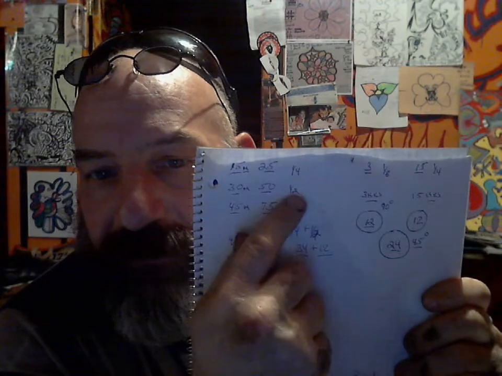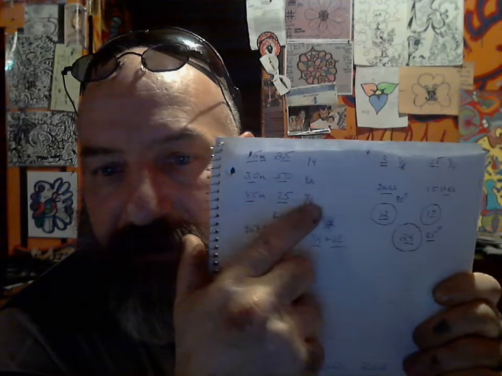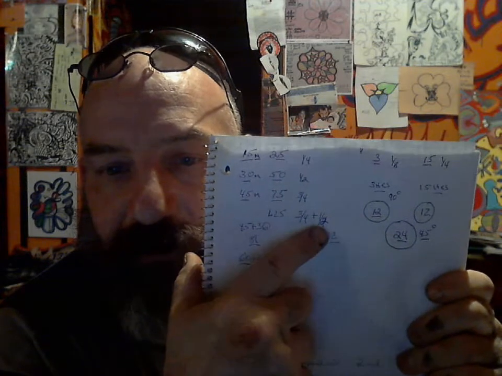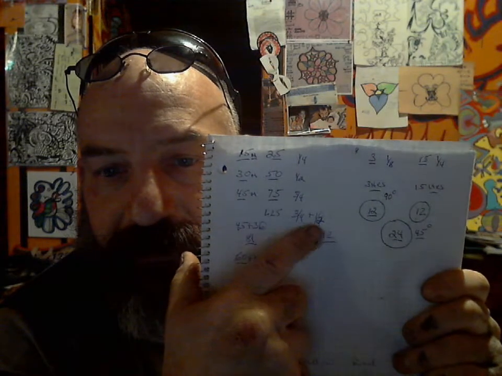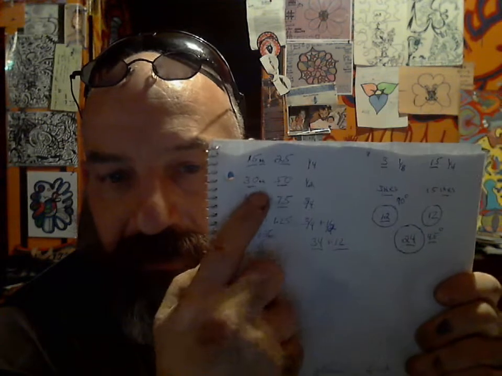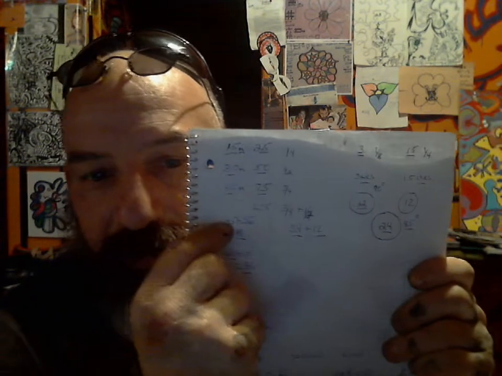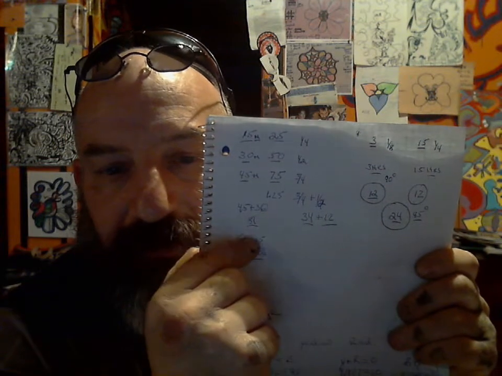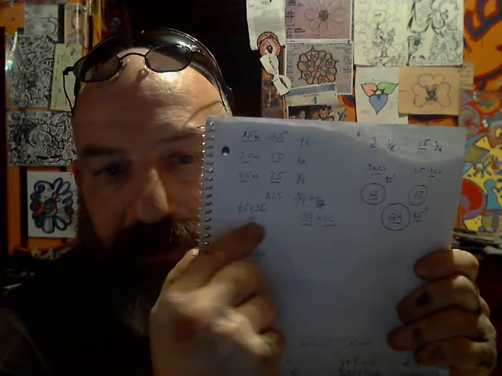15 and 25, the same thing as a quarter. 30 and 50, the same thing as a half. 45 and 75, the same thing as 3/4. 1.25 is 3/4 and 1/2. 34 and 12, 46. Same combination over here is 45 and 30 equals 75. 75 because 30 equals 6 equals 81.